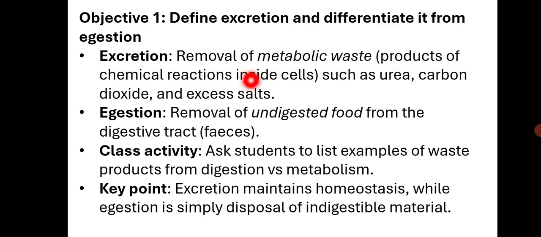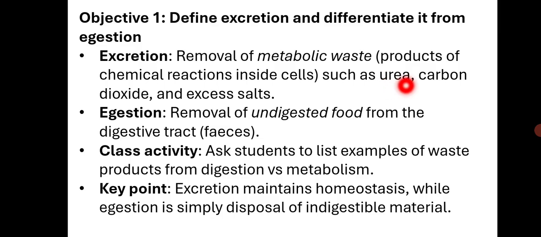Chemical reactions inside cells include respiration, deamination, formation of glycogen, and the others. So these processes form wastes which are harmful to the body. Therefore, they have to be removed. The process by which this is done is called excretion.